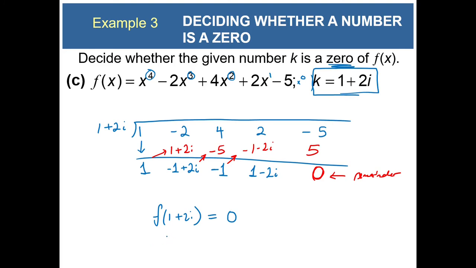Now, using synthetic division for this one is a lot easier than trying to plug in 1 plus 2i into x to the 4th minus 2x cubed plus 4x squared plus 2x minus 5. It's a lot easier to use synthetic division instead.